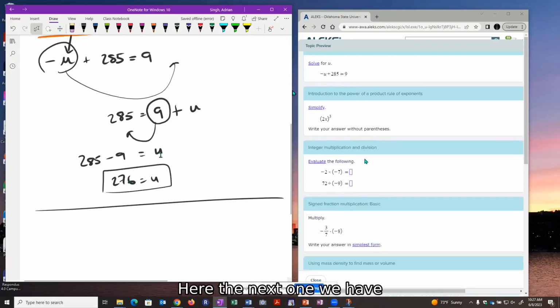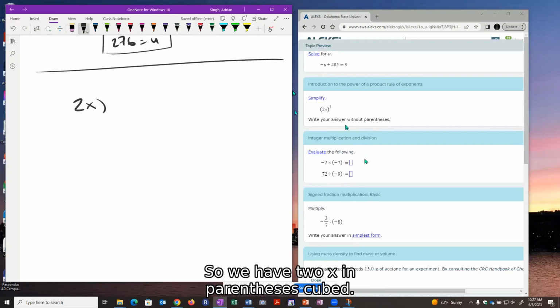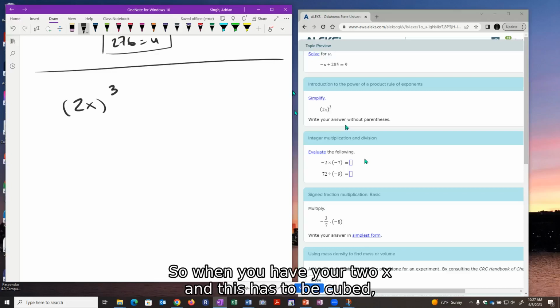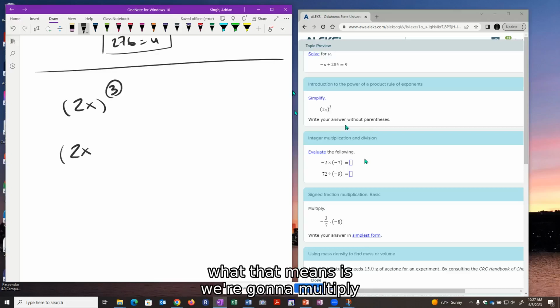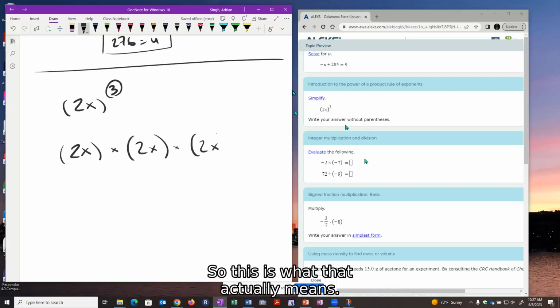All right, the next one we have multiplication and specifically exponents. We have 2x in parentheses cubed, and it says to simplify this. When you have your 2x and this is to be cubed, what that means is we're going to multiply 2x by itself 3 times. So this is what that actually means.